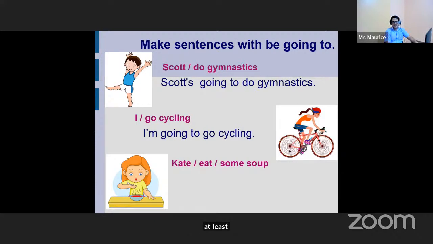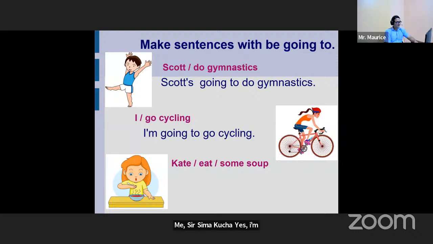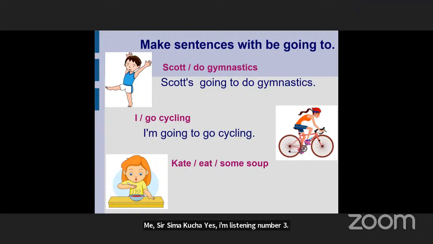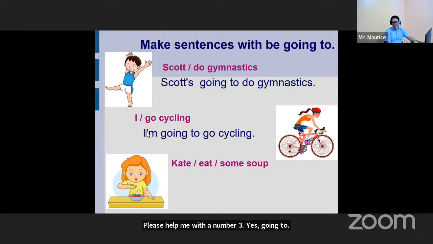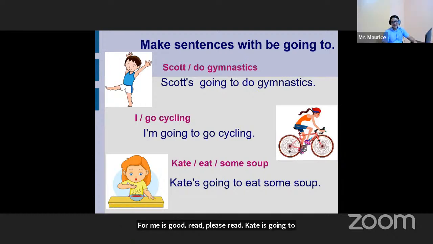Erlinda, number 3. Erlinda, please complete the number 3 for me. Mister, ¿sí me escucha? Yes, I'm listening. Number 3, please. Help me with the number 3. Is going to eat some food. Okay, yeah, for me it's good. Read, please. Read. Kate is going to eat some soup. Yeah, very good.